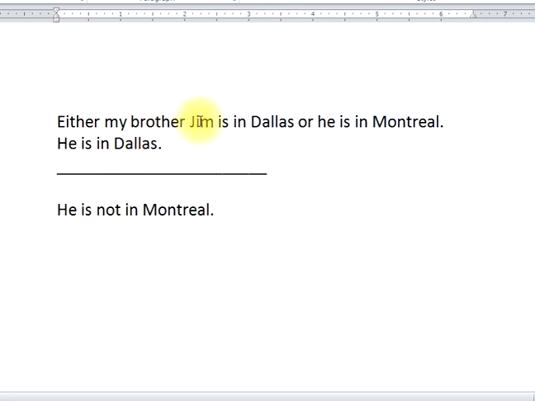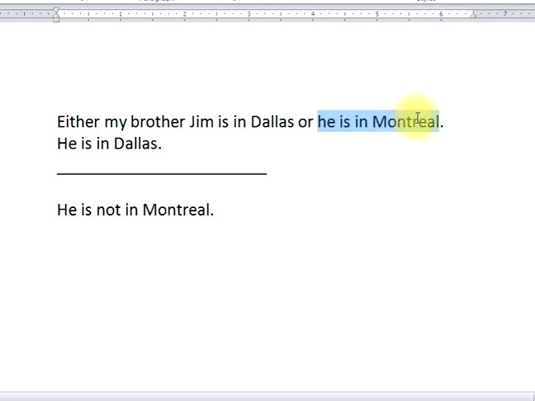All right, now, either my brother Jim is in Dallas or he is in Montreal. He is in Dallas. Sometimes because of the way the terms are set up, we understand Jim to be one single term, and these to be different geographic locales, and it's impossible for this material entity to be in this material locale and also in this material locale if those two are separated from each other. So even though this does not take on the language of exclusivity, we sort of understand that it is. If he is in Dallas, he cannot be in Montreal, and actually one is eliminated.